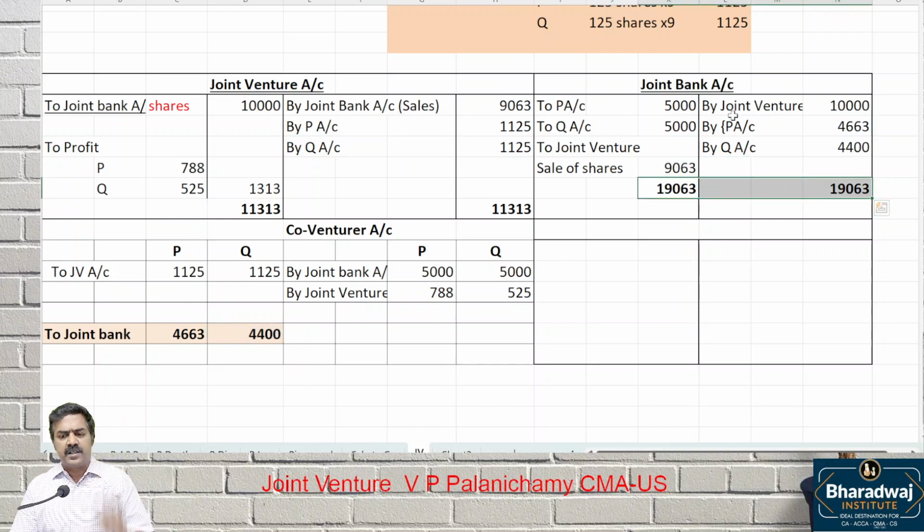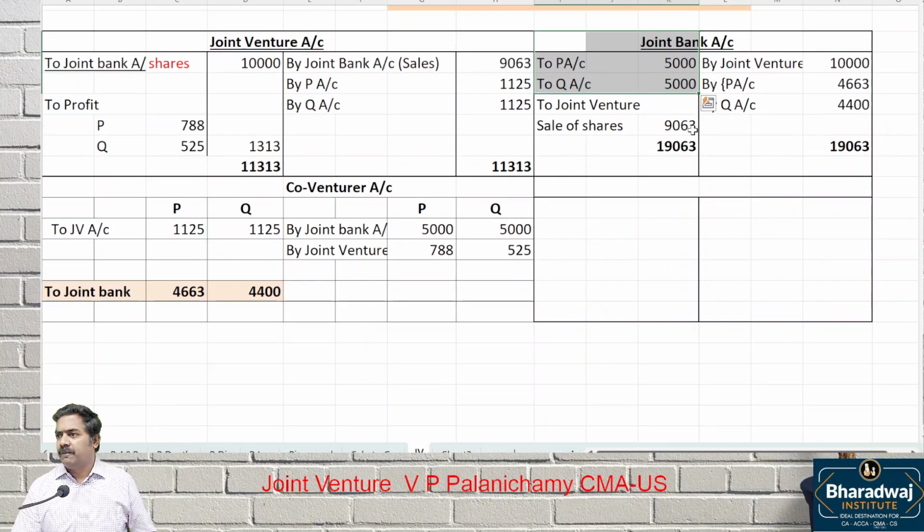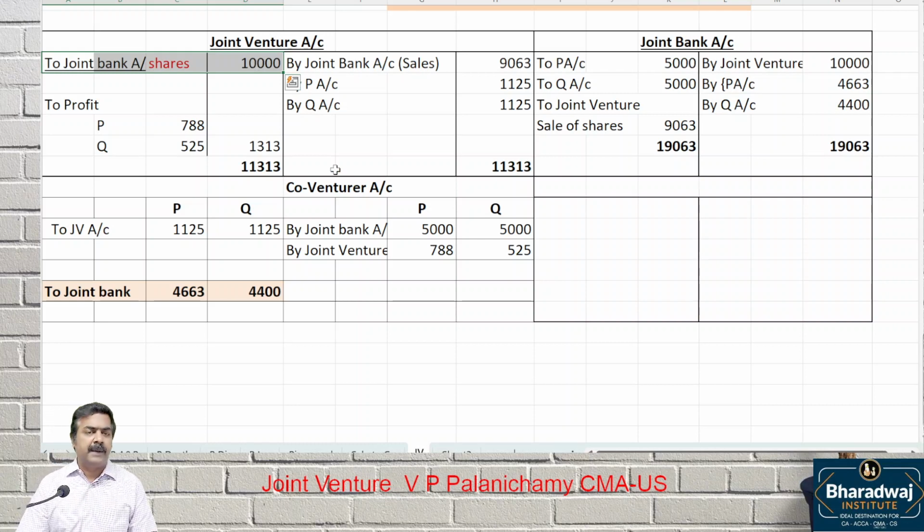I repeat once again. First, joint bank account debit to P account, Q account. How much do they contribute? 5,000, 5,000 they contribute. That will come in co-venturers account also. Then, using this money, they should pay for the shares. What is the entry for payment? Joint venture account debit to joint bank account. They paid it. It will come in joint venture by joint venture over.